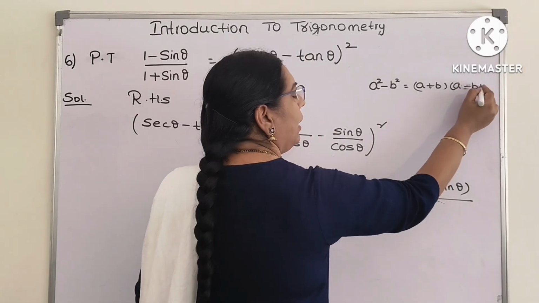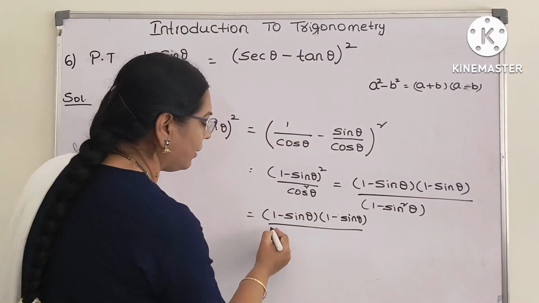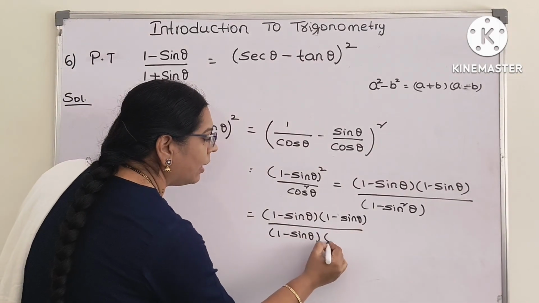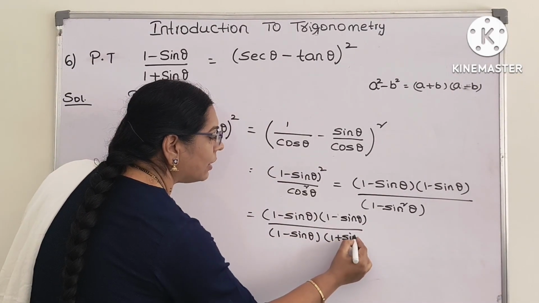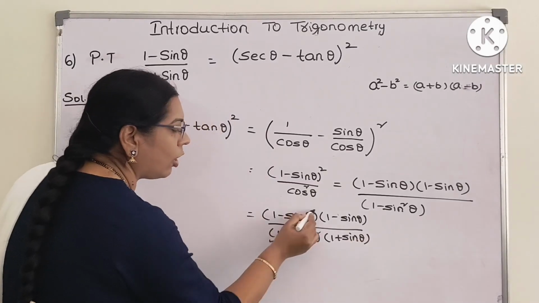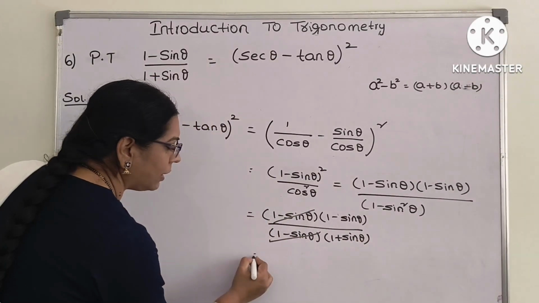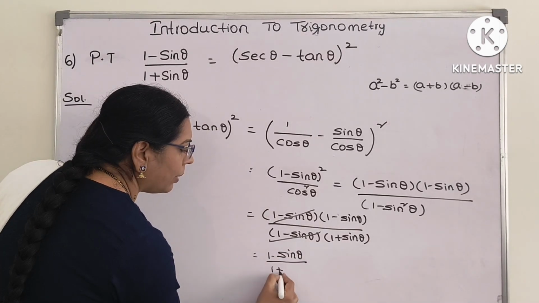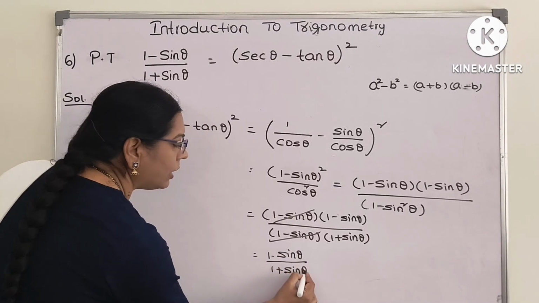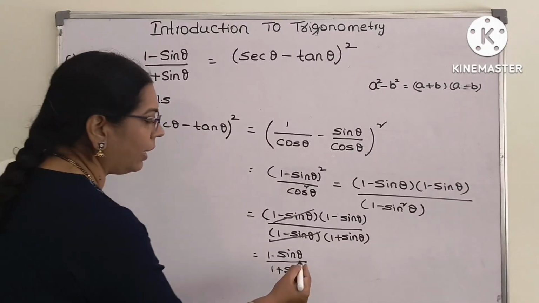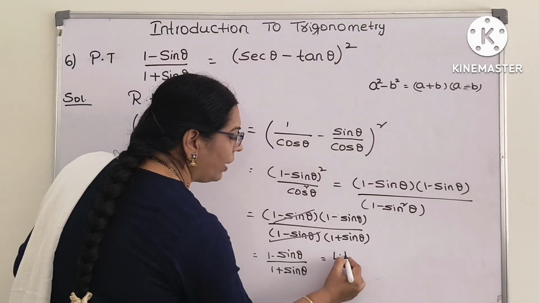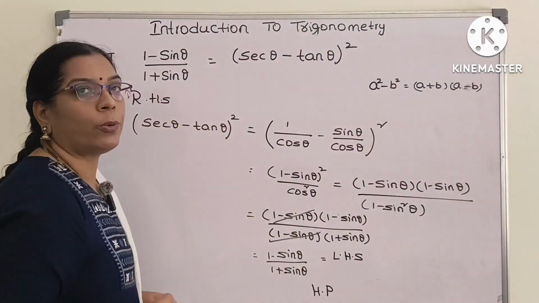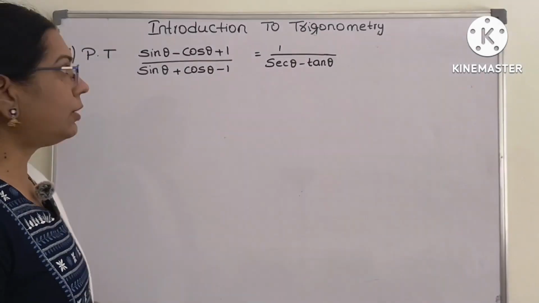What is a here? A is 1, b is sine theta. So I will write it as 1 minus sine theta into 1 plus sine theta. If you notice, I have a common 1 minus sine theta, and they get cancelled. So I am left with 1 minus sine theta by 1 plus sine theta. And what is this? This is nothing but your LHS. So if you simplify RHS, sometimes you may arrive at LHS. Hence, proved.